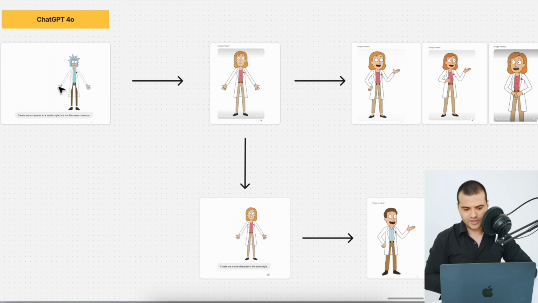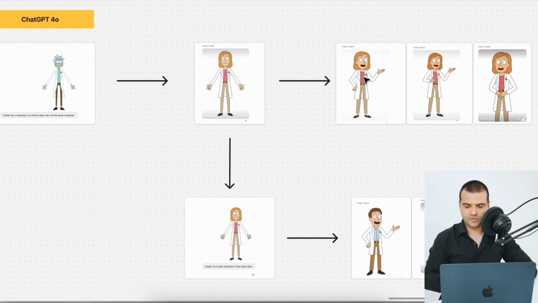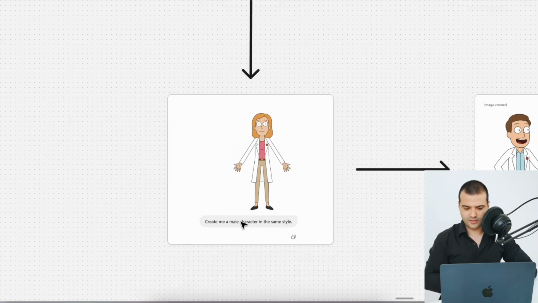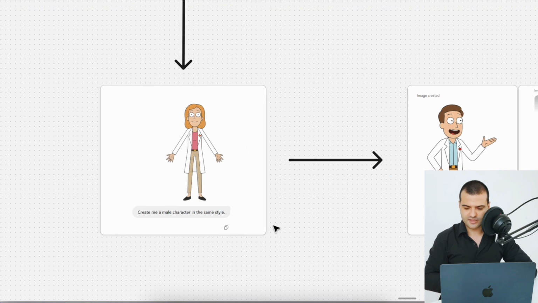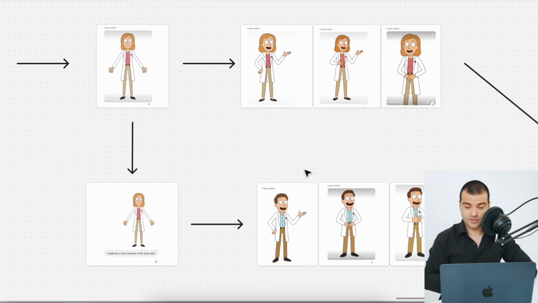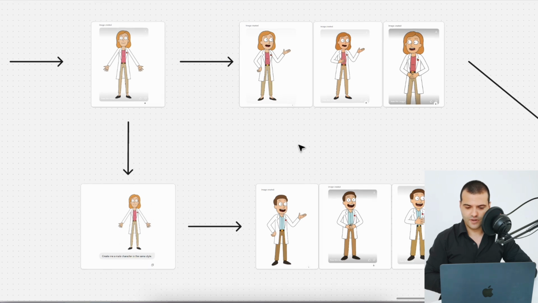From this image of Rick here, I asked it to create a character in a similar style but not the same character, and it gave me this one. Right after that I told it to give me talking poses, and it gave me this. In a new chat I inserted a photo of the female and told it to create a male character in the same style, and it gave me this. Now, as you can see, this is absolutely the same style and it's very cool.